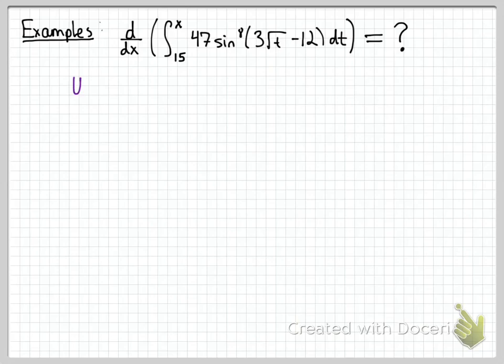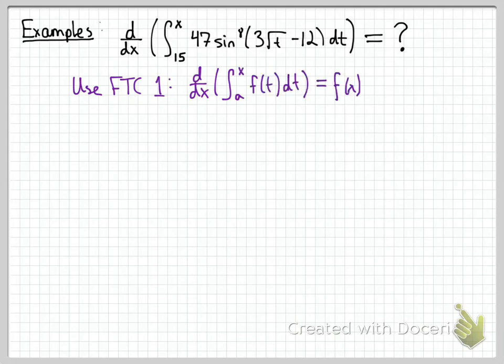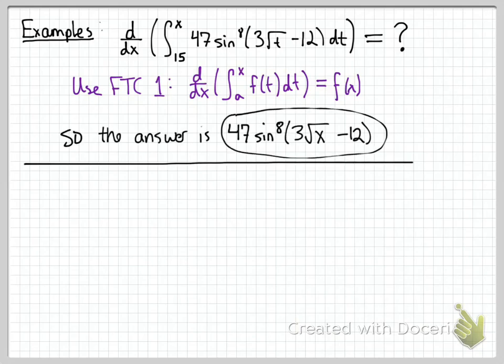And that sounds terrible, except FTC1 said when you do this exact thing, you have an integral from a number up to x of f of t dt, and you take its derivative with respect to x, you just get back little f of x. That's it. So all I need to do is look at the thing I'm integrating and then taking the derivative of. So look at the thing inside the integral. It's got t's in it, replace them with x's, and boom, done. 47 sine to the 8th power of 3 times the square root of x minus 12. That's it. That's the first fundamental theorem of calculus.